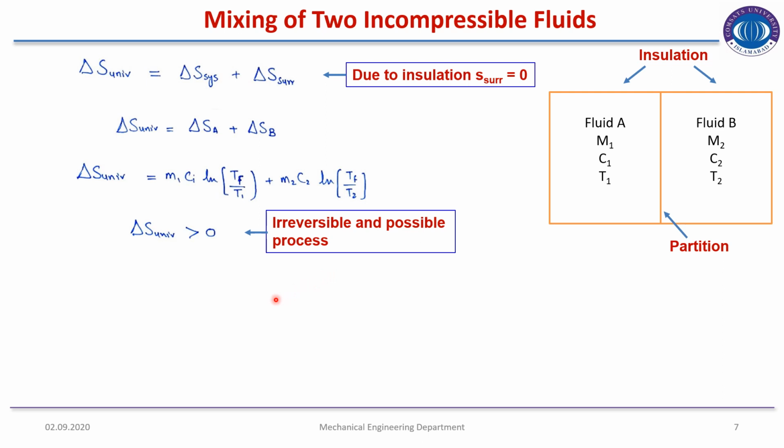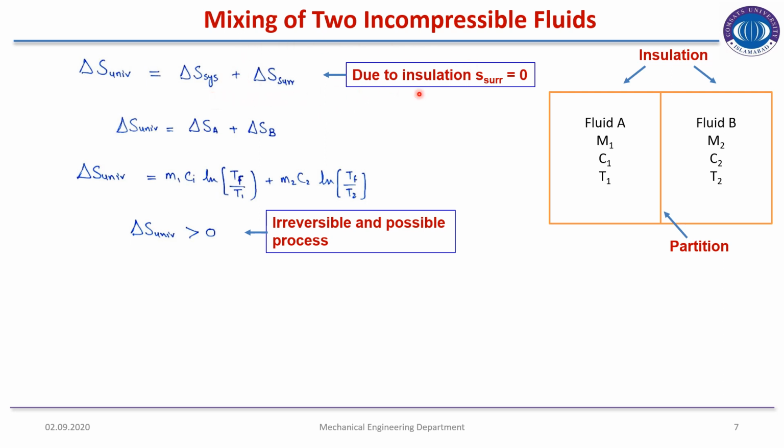From the examination point of view, you might be asked to show that the process of mixing of two incompressible fluids is an irreversible and possible process. With the help of the entropy principle, you will have to draw the schematic diagram as well and perform the mathematical steps. First you will calculate the individual entropy of fluid A and the individual entropy of fluid B, then you will write the main equation for the entropy principle. So the change of entropy of the universe is equal to the change of entropy of system and surrounding.